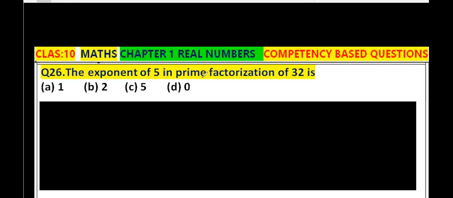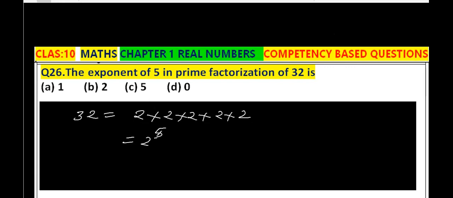The exponent of 5 in the prime factorization of 32. See, you give the answer here please. We can write 32 as 2 into 2 into 2 into 2 into 2, so that is 2 raised to the power 5. What is the answer here? What is the exponent of 5? Here there is no exponent of 5, so the exponent of 5 is 0. The answer is 0. The question asked for the exponent of 5, not 2. Keep in mind, read the question carefully.